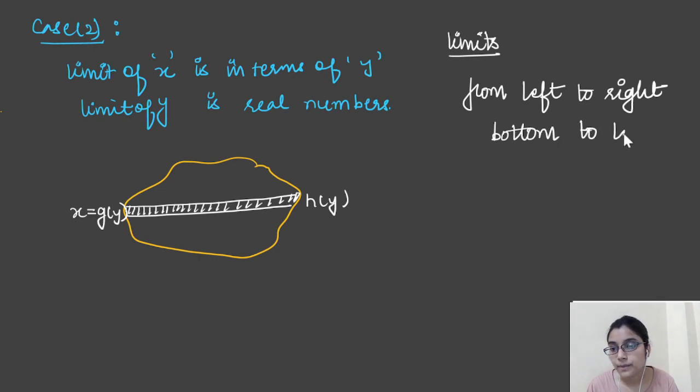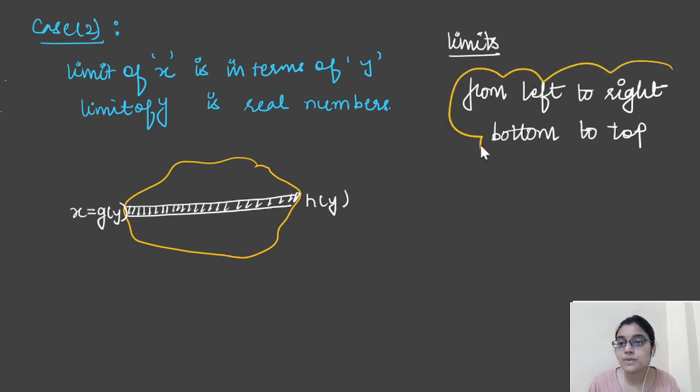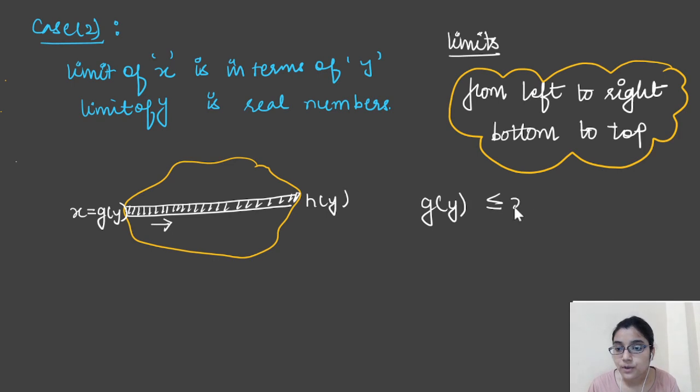From bottom to top. If you just remember these two lines which I am telling you, trust me, you will never make any kind of mistake. You always have to take limit from left to right and from bottom to top. So in this case, left to right, what is going to be the limit of x? It is going to be from g of y to h of y. And these g of y and h of y are going to be covered from where? From the definition of the curves. We will study this in questions.